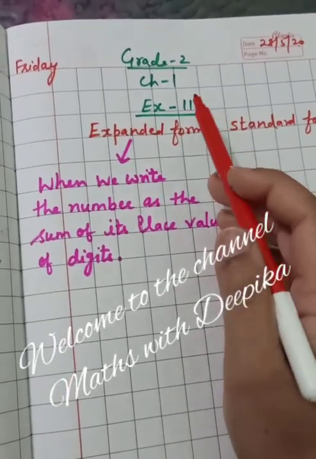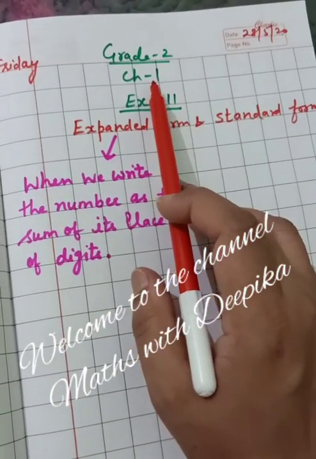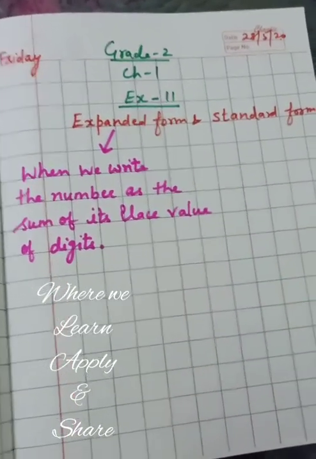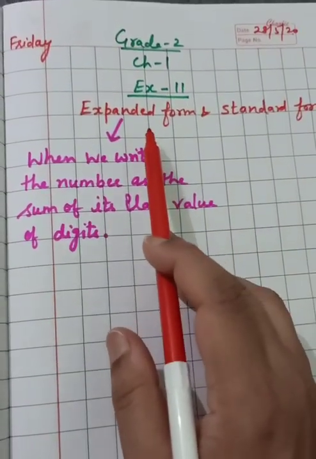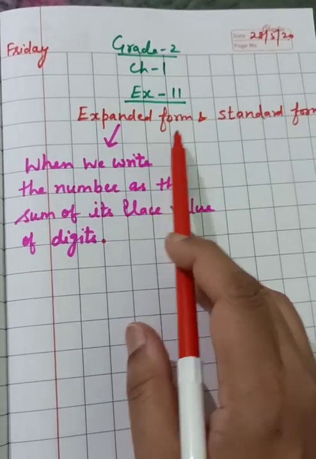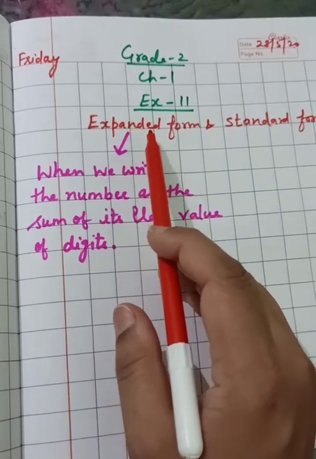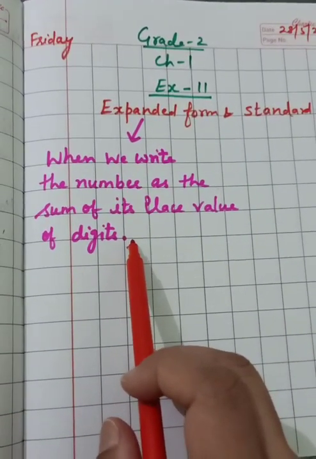Hello children, let's move to our next concept of chapter number 1, exercise 11, expanded form and standard form. In this topic you are going to learn how to write a particular number in expanded form and how to write a given number in standard form. So let's first talk about expanded form. I have written the definition over here.